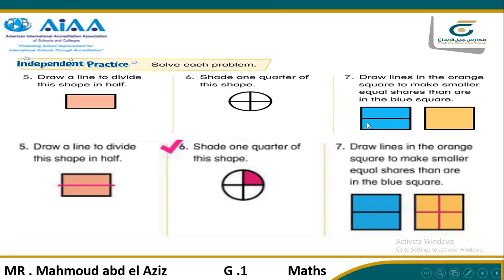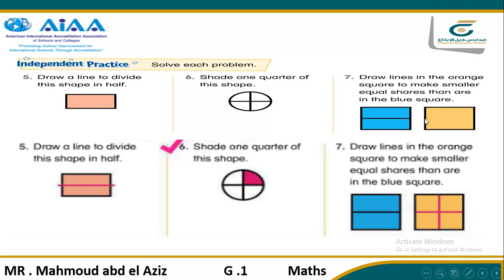Another question, draw lines in the orange square, this one, to make smaller equal shares than are in the blue square. I want here to make smaller equal shares than are in the blue square. In the blue square here we have 2 equal shares. So we have here halves. So I want here to make smaller equal shares than the blue square.